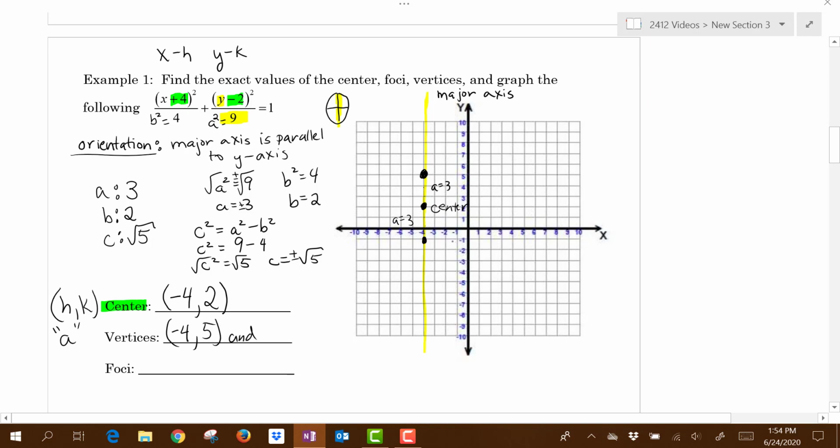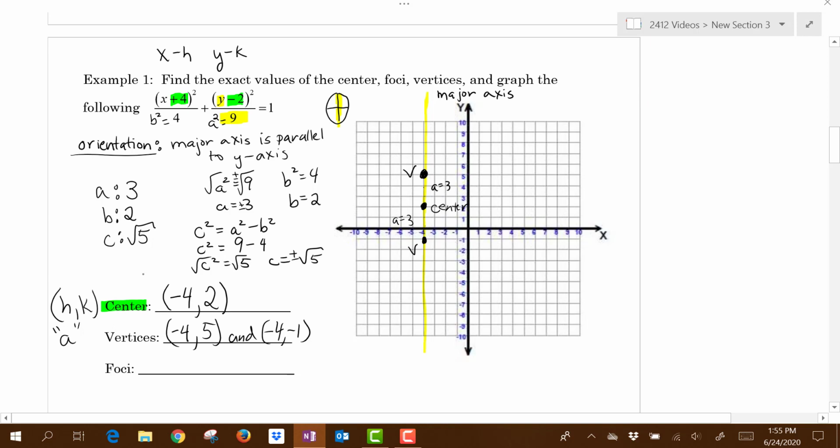And -4, the y value of that bottom one looks like -1. Okay. Now let's go ahead and use the b value. The b value represents the endpoints of the minor axis. So what we just found were the endpoints of the major axis, those vertices. I labeled them V for vertices.